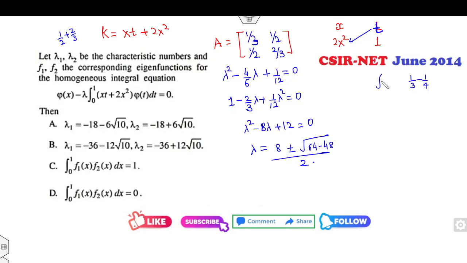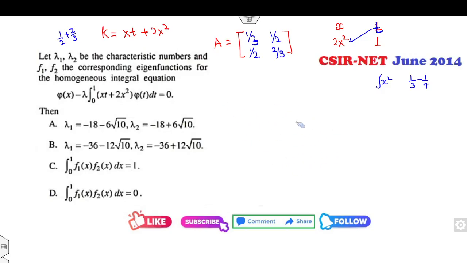X square, integration of x square is 1 over 3. So this is completely changed. Fine. So I can write the equation is lambda square. The trace will be 1 over 3, 2 over 3, so 1 lambda. Fine, and determinant will be 2 over 9 minus 1 over 4. So 36 is the LCM, 8 minus 9. So minus 1 over 36.